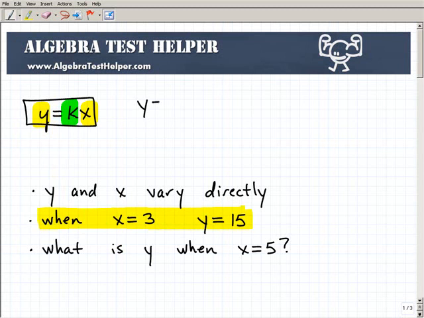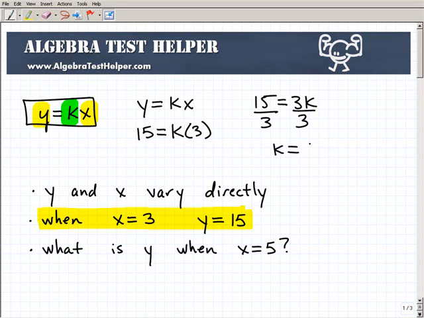So y equals kx. But y was 15 when x was 3. So I'm just plugging in these variables, right? So when x was 3, y was 15. So I still don't know k, but it's a real simple equation to solve for k. So it's going to be 15 equals k times 3, or 3 times k. So I'm going to go ahead and divide both sides of the equation by 3, and I have k is equal to 5. So that's step one. You want to use your pair of information here, your x and y pair, to solve for k. So k equals 5. That's the constant of variation. So that's how I do it.